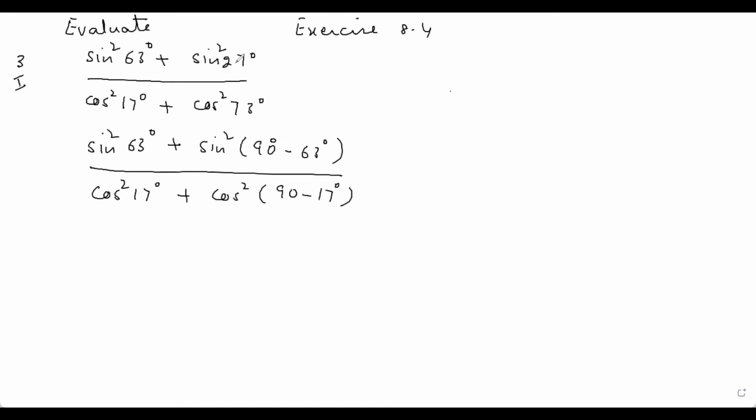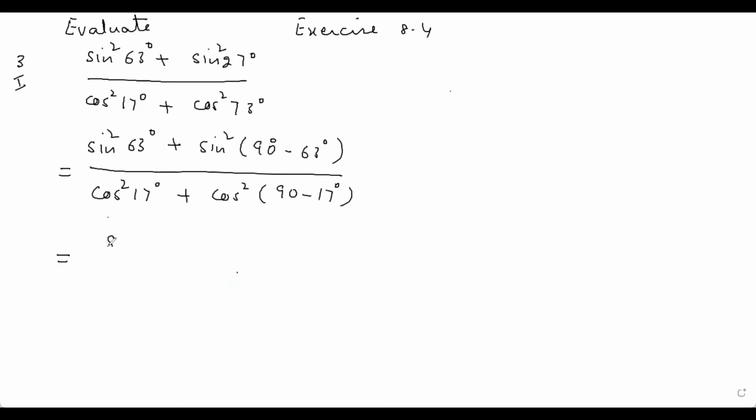I have changed 27 degree and 17 degree. Oh, sorry, I have changed 27 degree and 73 degree. 27 can be written as 90 minus 63 and 73 can be written as 90 minus 17. If I subtract 63 from 90, I'll get 27. If I subtract 17 from 90, I'll get 73 degree. So instead of 27, I have written this. Instead of 73, I have written this.